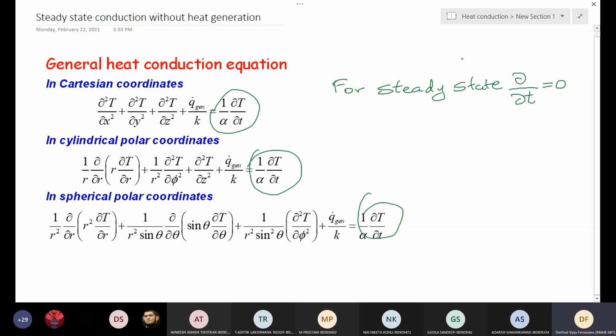Okay, with that one assumption, we will eliminate that right hand side term. Now, the second thing is without heat generation. Another thing we can eliminate is the heat generation term, so we remove it.